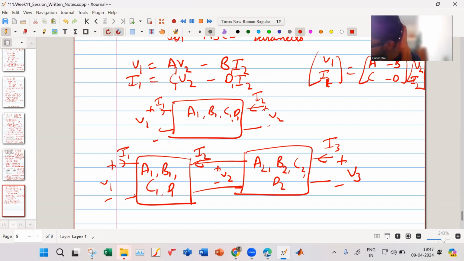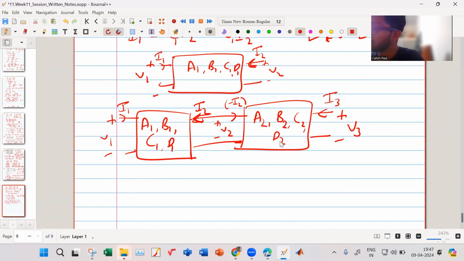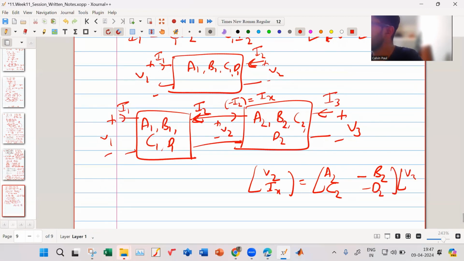Isn't I2 in the opposite direction? In ABCD, here I2 is going in. For ABCD parameters, in this case, it will be minus I2. And no issue in writing like that, right? No, there's no issue. So I know my V2, and let this minus I2 be equal to some IX. I know my V2, IX is equal to [A2, B2; C2, D2] times V3, I3.